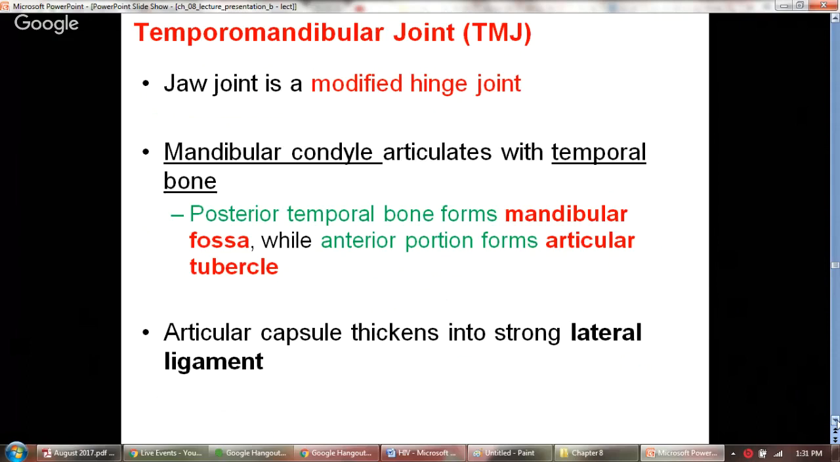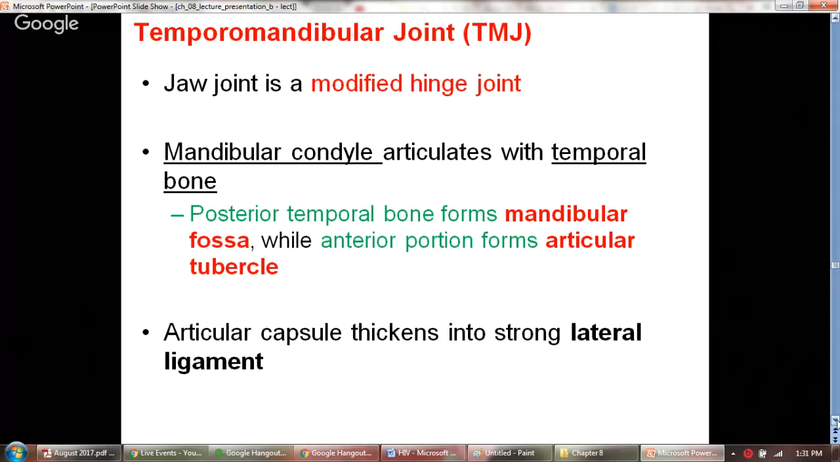Lastly, you would find a synovial joint in the skull bones. The facial and the cranial bones are involved in the temporomandibular joint. This is the jaw joint, and it is a modified hinge joint. The mandibular condyle articulates with the temporal bone, and the posterior temporal bone forms the mandibular fossa, and the anterior of it forms a portion called the articular tubercle.